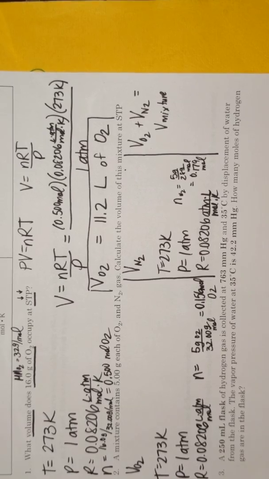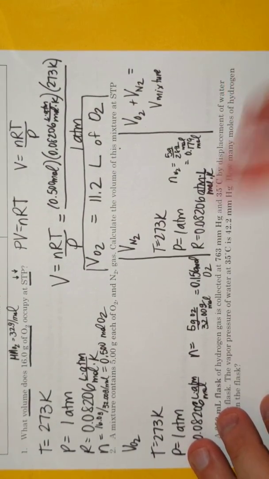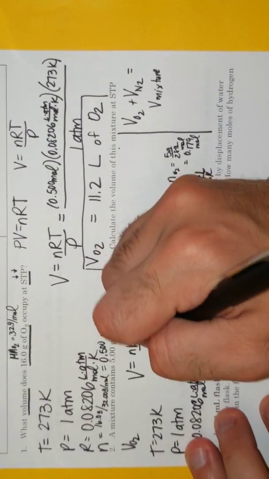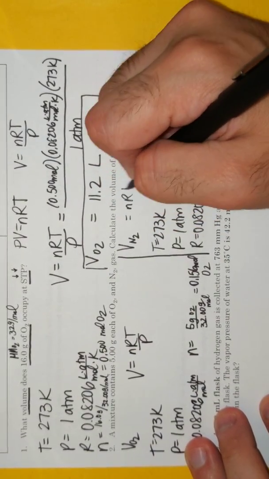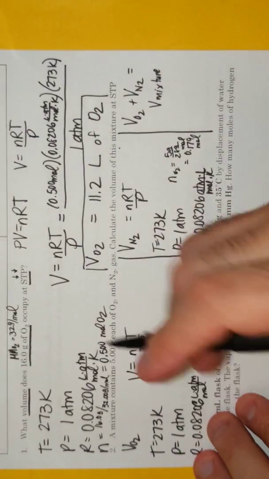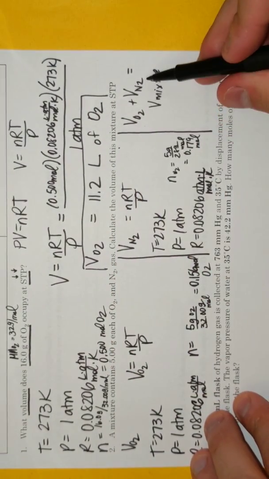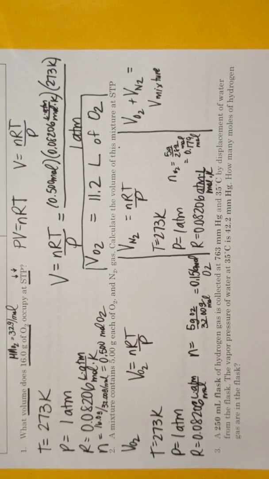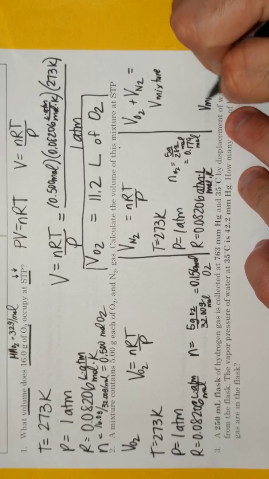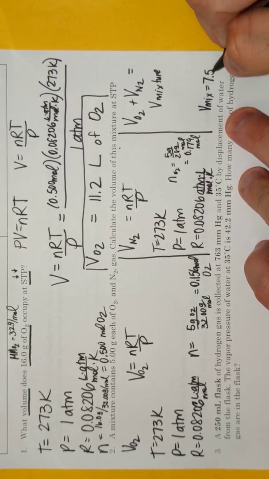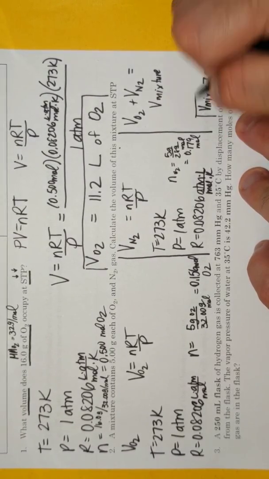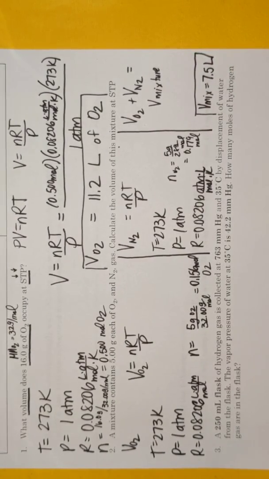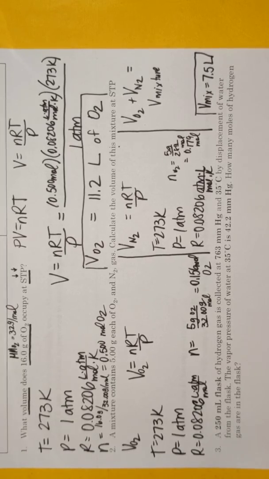I'm going to leave this up to you to finish, but I want you to plug in V equals nRT over P for both of them, because you have all those values. Once you get both of these values, if I add the two of them together, I should get my mixture. And if you want to check your answer, the answer of the mixture should be 7.5 liters. So check your answer with my answer. You should get 7.5 liters. All right, so that's a quick help for questions 1 and 2.